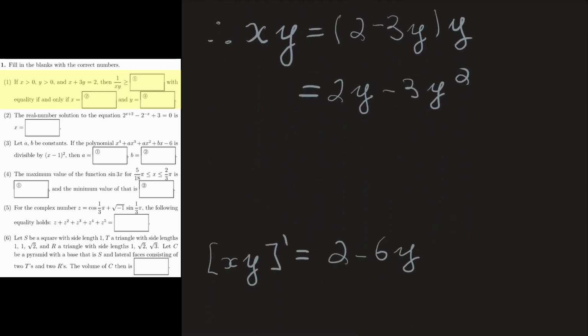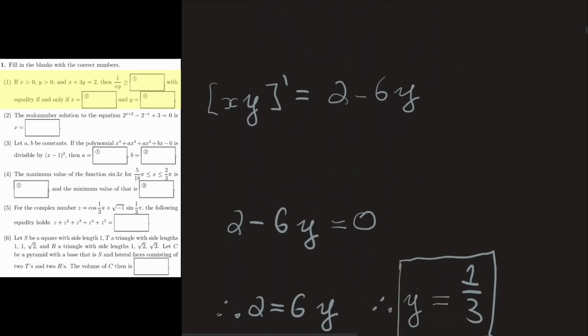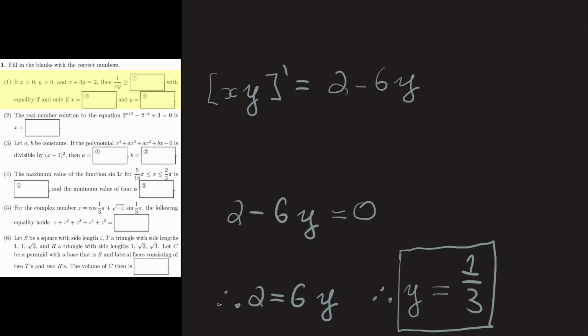In order to maximize this, we can use the derivative, and thankfully this is just a simple power rule. The derivative of x times y is 2 minus 6y, and to maximize x times y, we can set the derivative equal to 0. So this tells us that 2 equals 6y, so y equals 1 over 3, which is the first part of the answer to this question.